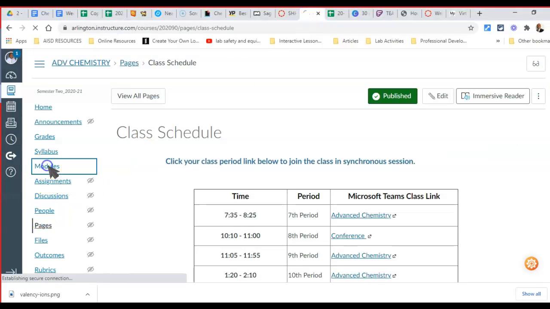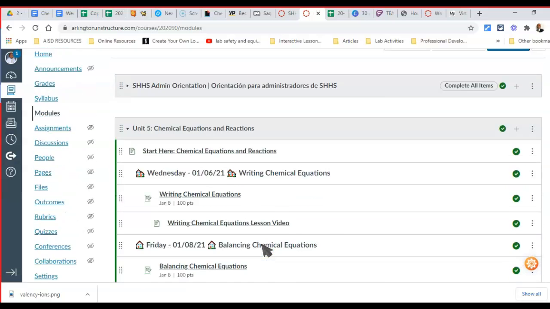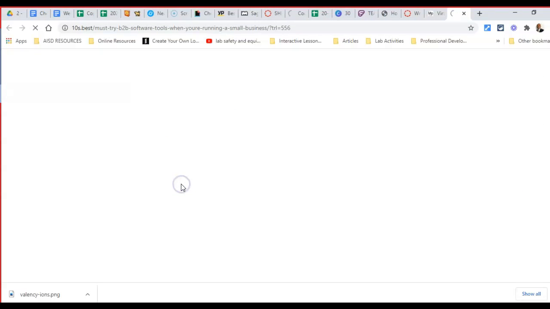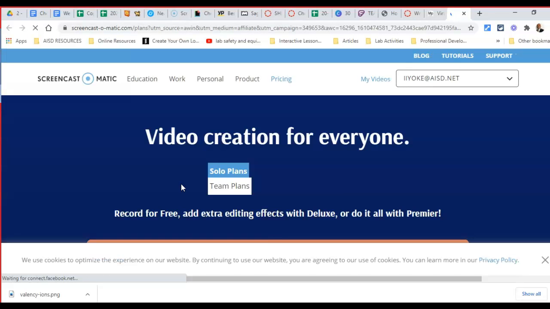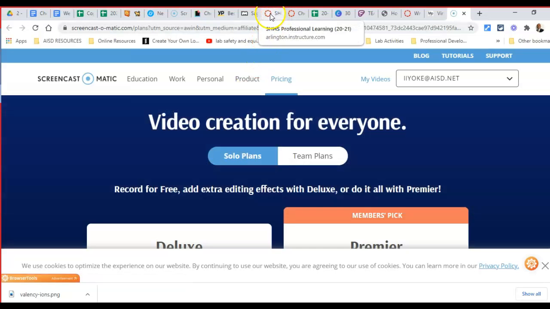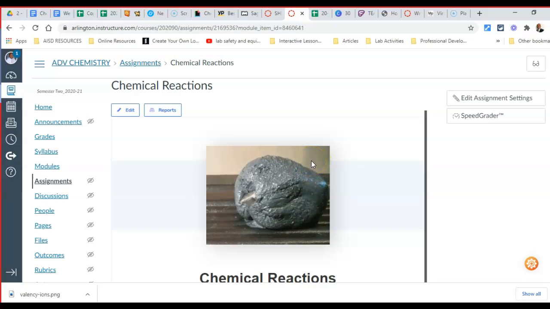Okay, so let's go on to today's lesson. It's on chemical reactions. Now, chemical reactions is a follow-up on the last previous lesson, which was on chemical equations, as well as writing and balancing chemical equations.